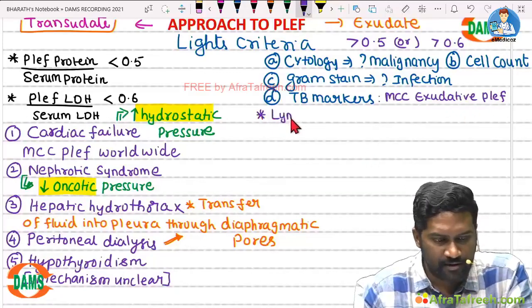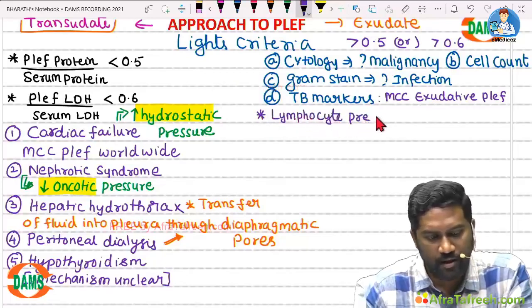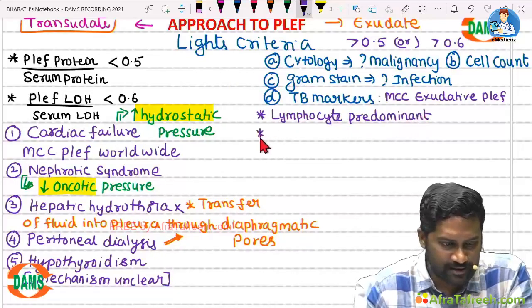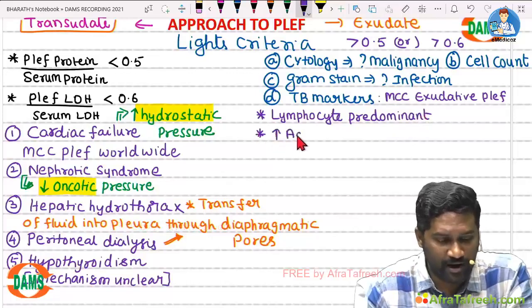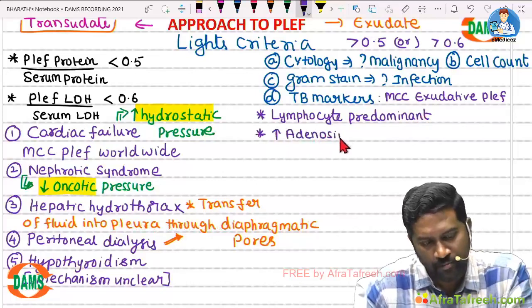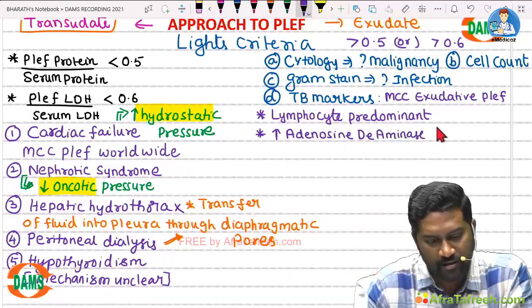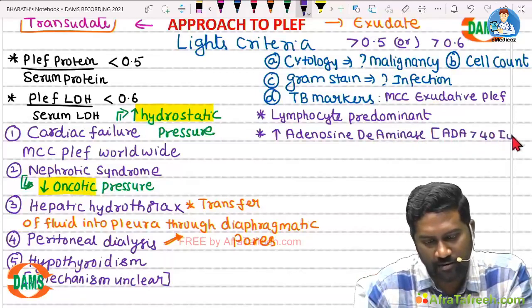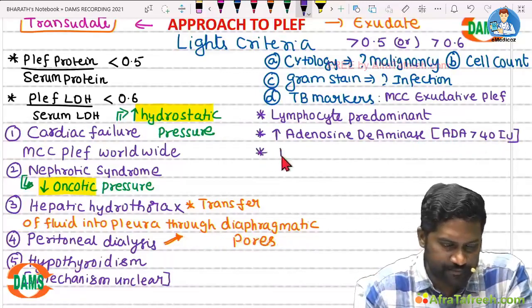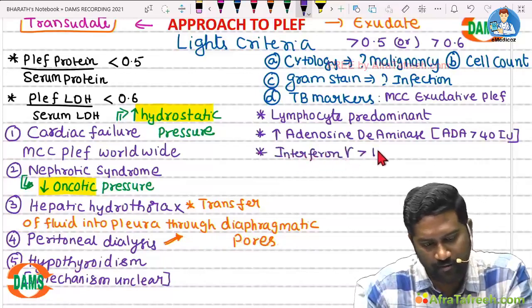TB pleural effusion is generally lymphocyte predominant. There will be increased ADA. ADA means adenosine deaminase. ADA will be more than 40 international units, and interferon gamma will be more than 140 picograms per ml.